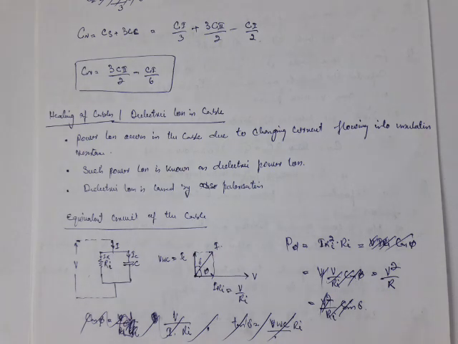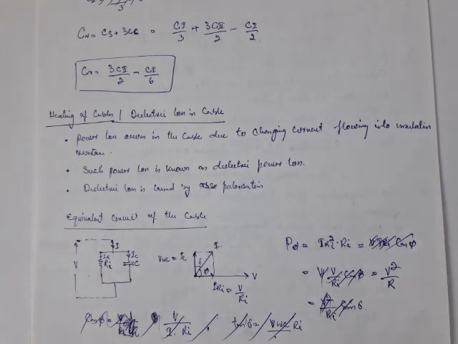It is the heating of cables, or sometimes it's also called direct loss in the cables. So, this heating of cables is due to the power loss in the cables, which arises from the charging current flowing into the insulation resistance.